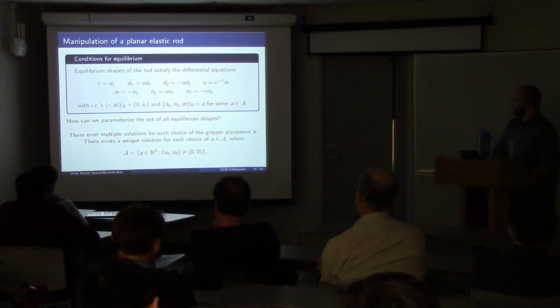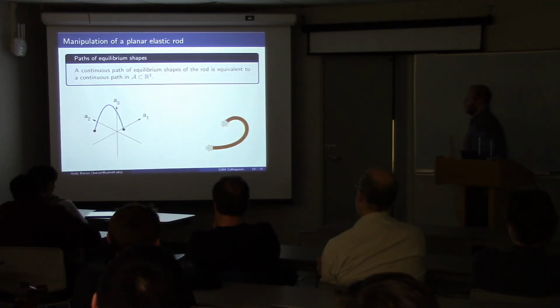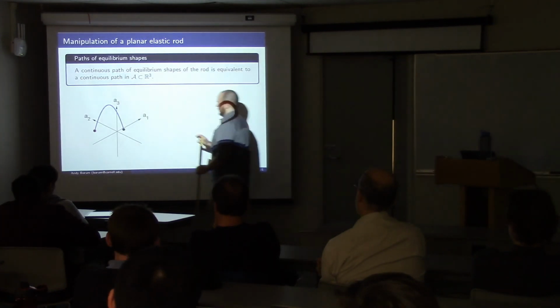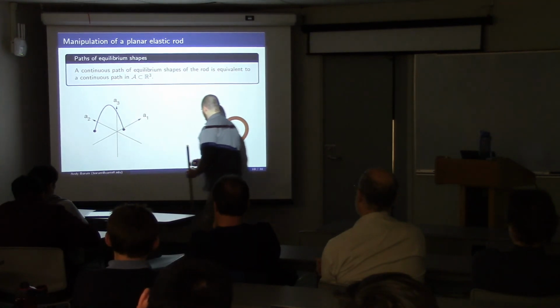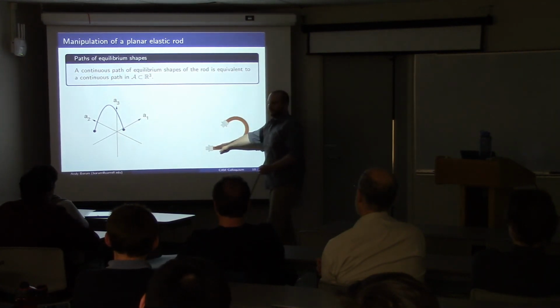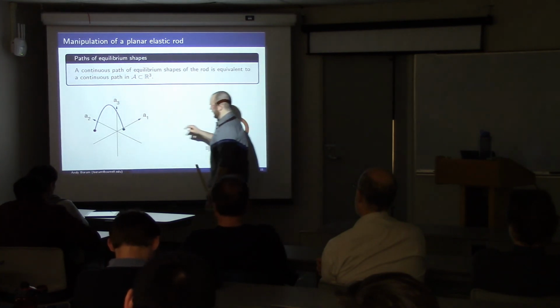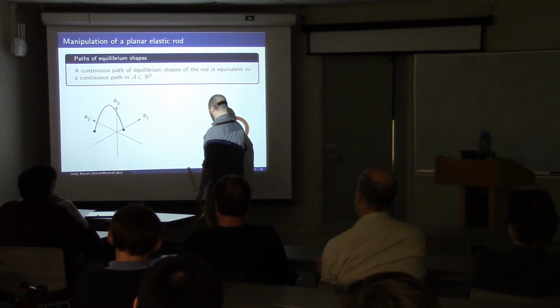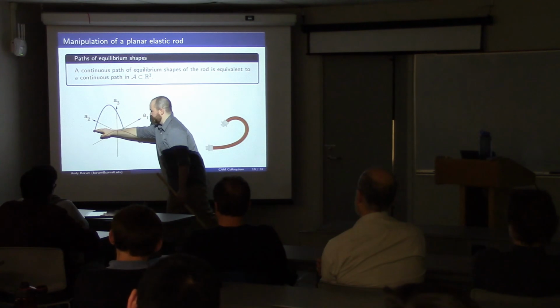Sorry, A1 was the axial force, A2 was the shear force, A3 was the moment. So this is the space of forces and torques that are acting on the base of the rod. My initial shape corresponds to some point in this space. My goal shape that I want to get to corresponds to some other point.